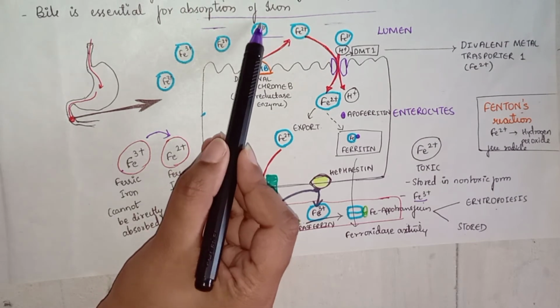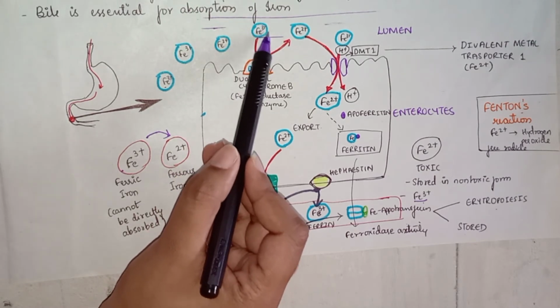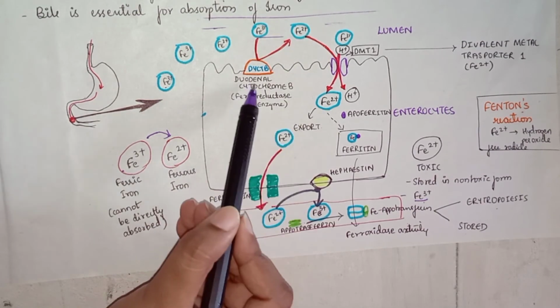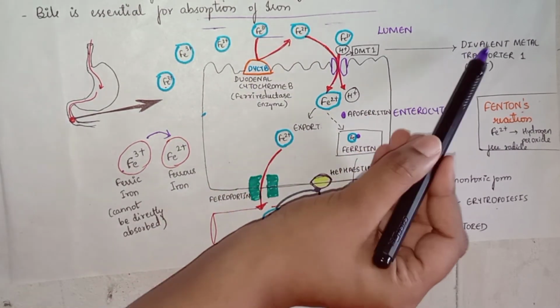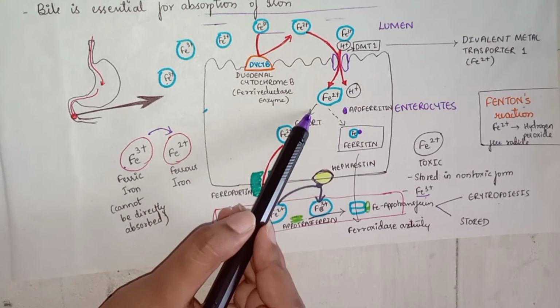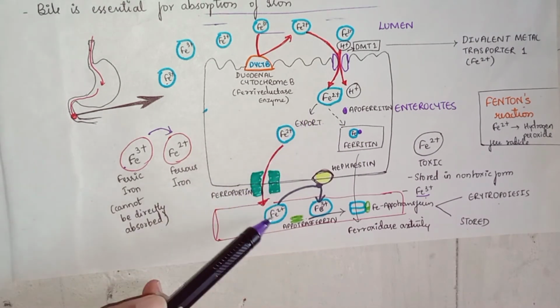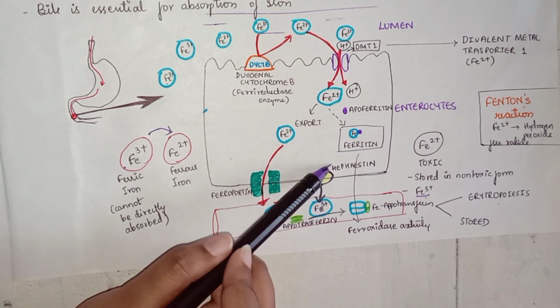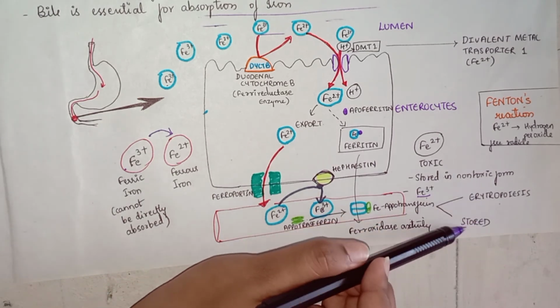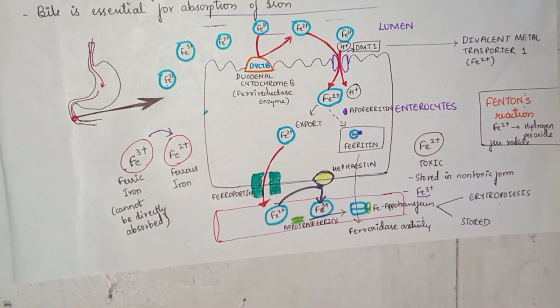So basically what happens is, in the enterocyte, DCYTB transforms Fe3 to Fe2 in the lumen, and that is transported inside the enterocyte by the DMT1 transporter, which forms the ferritin compound and is later transported into the bloodstream and again transformed back to Fe3 plus by hephaestin, and forms the iron-transferrin used in storage or erythropoiesis.